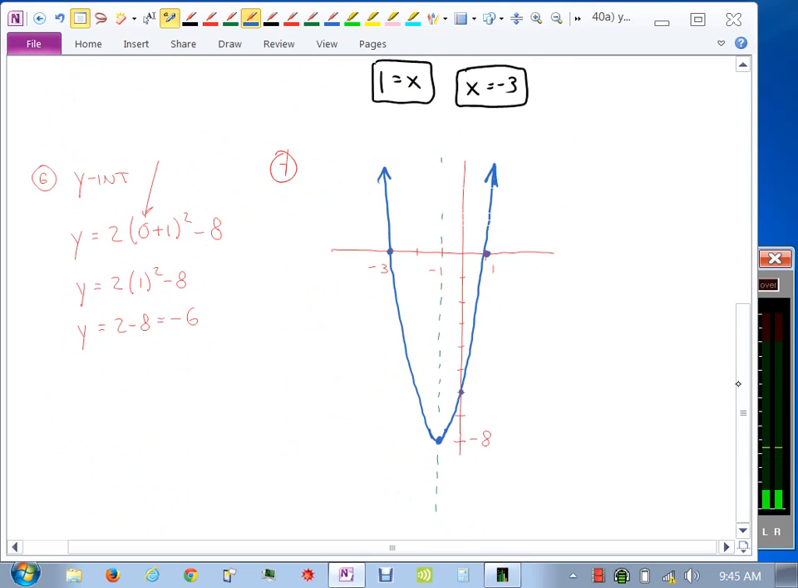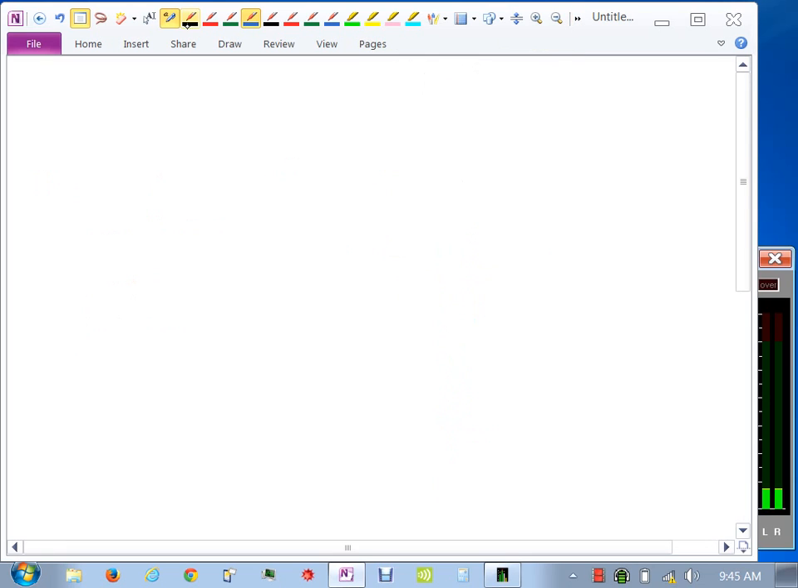Now, I'm going to do 5A now. That way you have something you can do at home. 5A. So 5A, we have y equals negative 2x squared plus 4x plus 5. And now we're trying to sketch this.